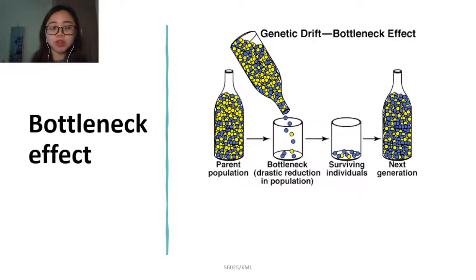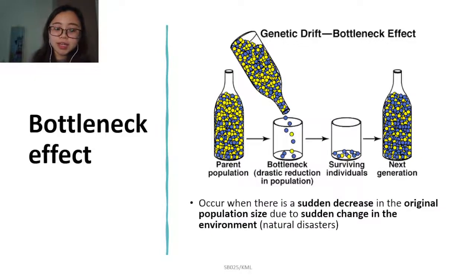Now we're going to be talking about the bottleneck effect. Bottleneck effect occurs when there is a sudden decrease in the original population size due to sudden change in the environment, such as a natural disaster. So for whatever reason, mula-mula populasi asal dia ramai orang, tapi berlaku bencana, yang survive, yang masih tinggal sedikit sahaja, dan sedikit sahaja orang ini akan membiak dan hasilkan next generation.